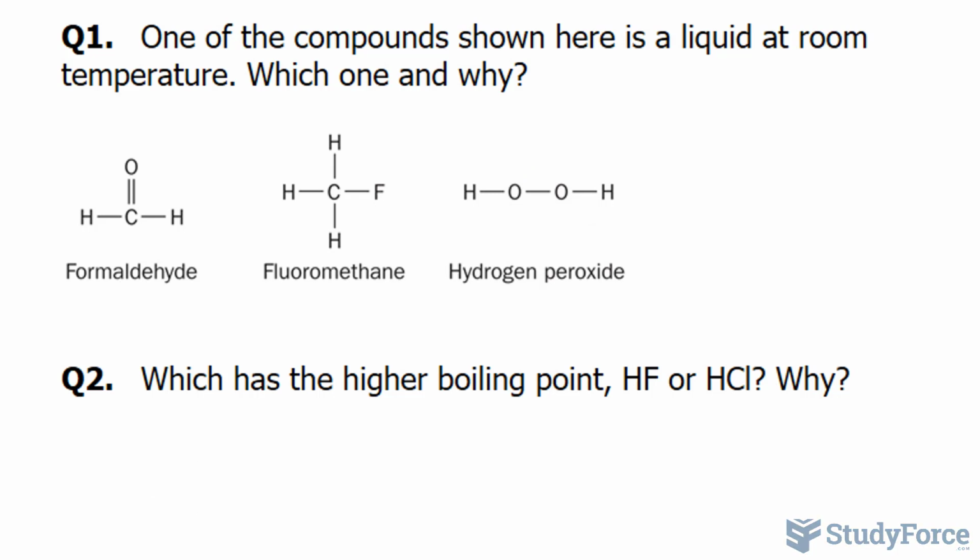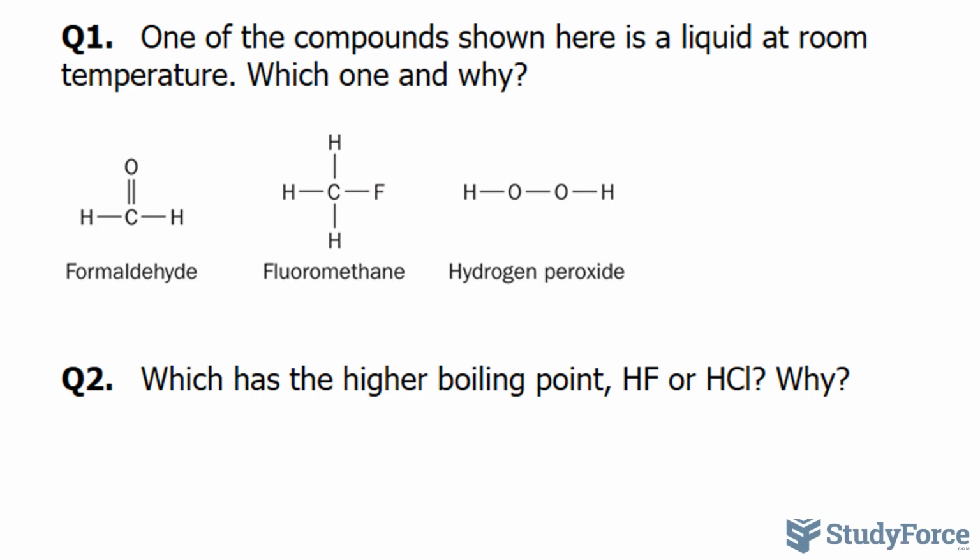But keep in mind what the question is asking. Which of these is liquid at room temperature? So because hydrogen peroxide is the only one that's actually hydrogen bonding, we can safely assume that it is the liquid. Now you're probably questioning, why isn't fluoromethane, which also has a fluorine, exhibiting hydrogen bonding?